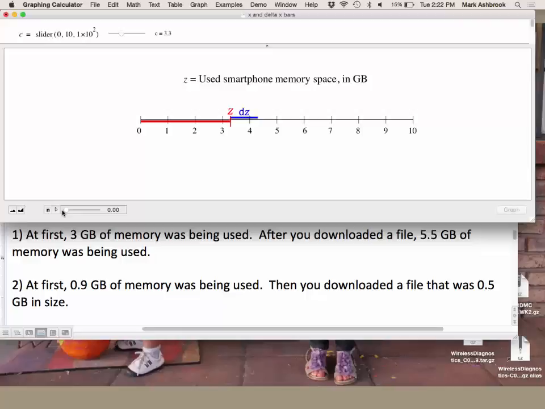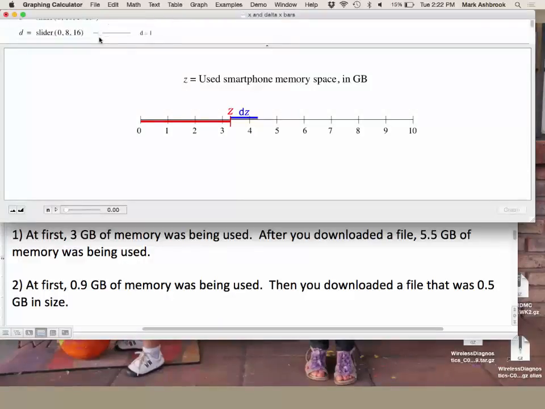Should make sense. This is really important. It's hard for students when things are more complicated. Z final is initial Z plus the change in Z. Should make sense. Does it make sense? Ready for the next one? Okay.